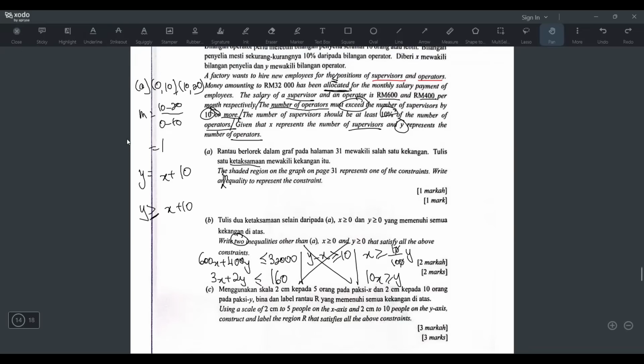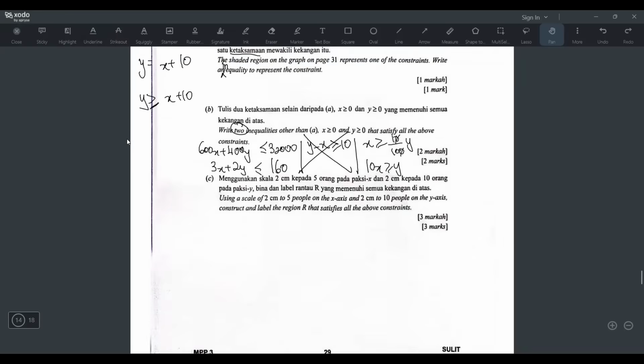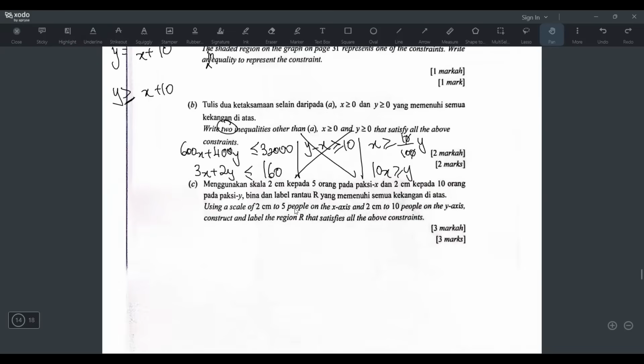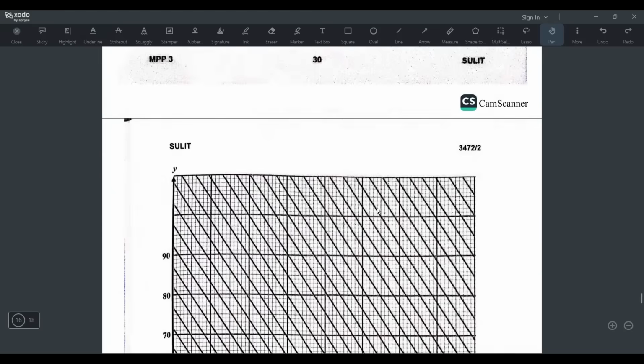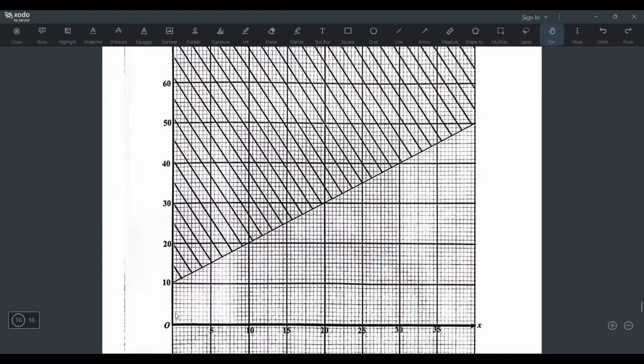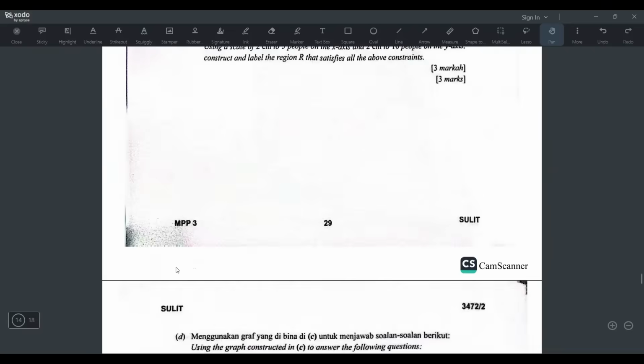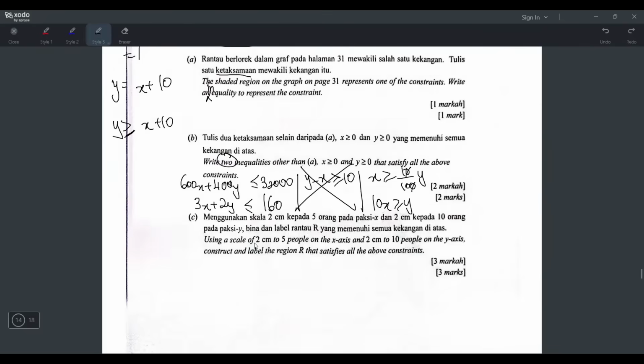Okay, all right. So I'm done with A. I'm done with B. Now it's time to do C. So they say use a scale of 2 cm to 5 and 2 cm to 10. Wait, why are they telling me this? They already draw the axis for me, right? It's already there, 2 cm to 5, 2 cm to 10. So everything they mention here is redundant. We don't need this, right? So we just have to construct and label the region R that satisfies the above constraint.